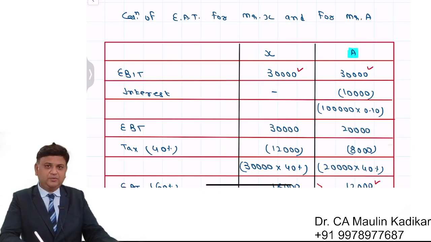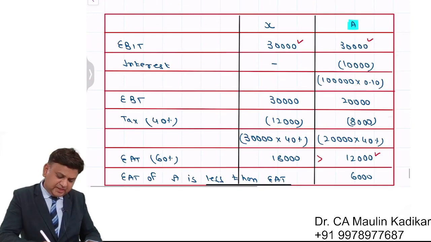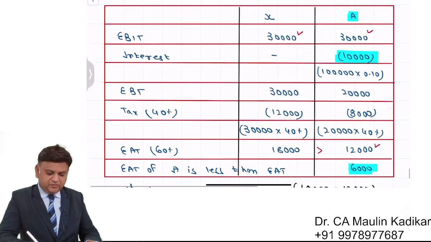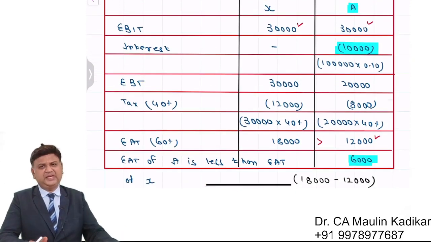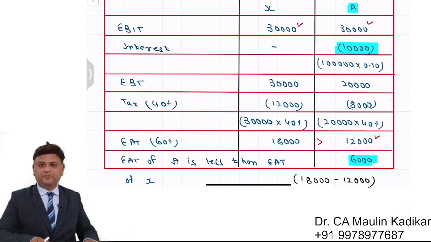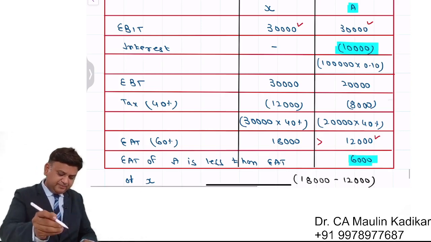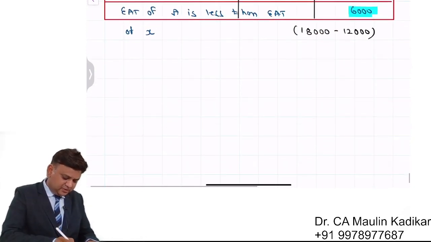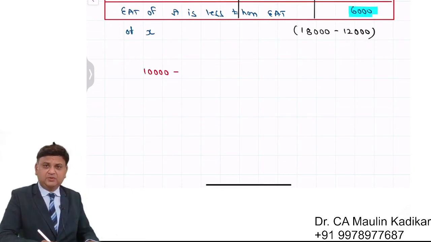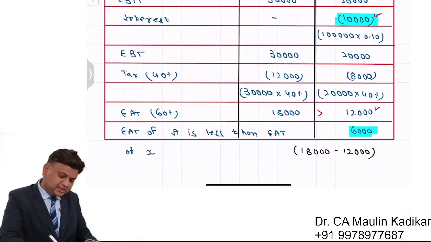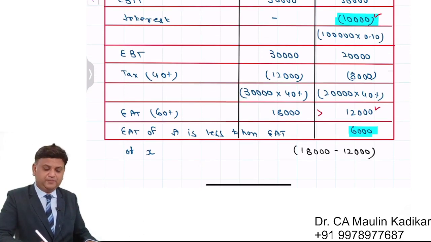One more question to all of you. See, A has paid interest of 10,000, yet his earning after taxes is less by only 6,000. So why are these two figures not matching, 10 and 6? Apparently earning after taxes should be less by 10,000. However, importantly, this 10,000 is an allowable expense from tax point of view.